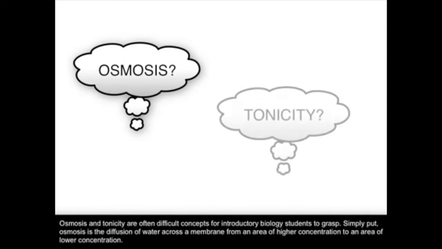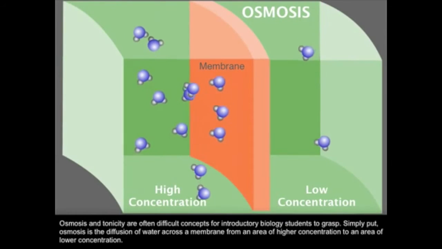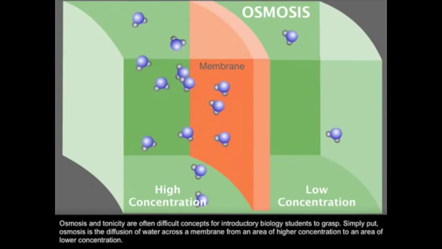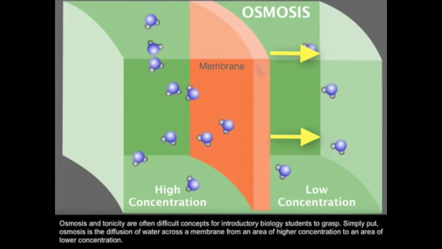Osmosis and tonicity are often difficult concepts for introductory biology students to grasp. Simply put, osmosis is the diffusion of water across a membrane from an area of higher concentration to an area of lower concentration.